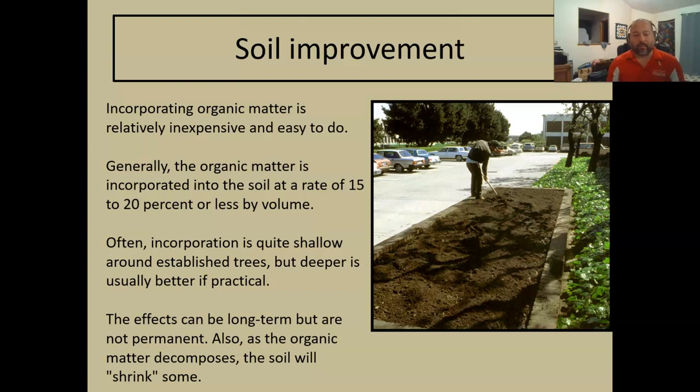We were talking about mulching before, and you want to pile your mulch up. You don't want to just spread out a nice thin layer. You want a good pile of mulch around your tree. The effects can be long-term, but are not usually permanent. And if you're using organic matter, what's nice is it will decompose. The soil will shrink some, but you put it in there, and it eventually just adds to the soil, which is nice.